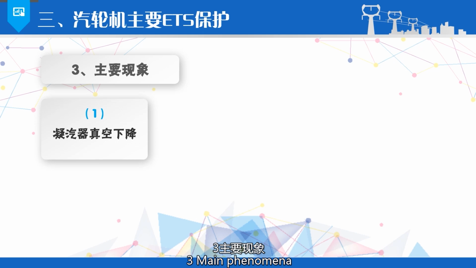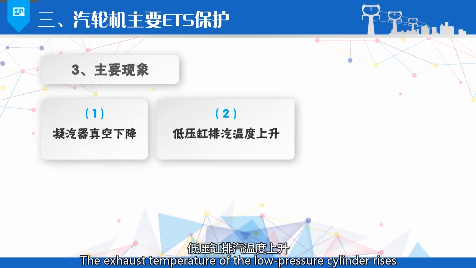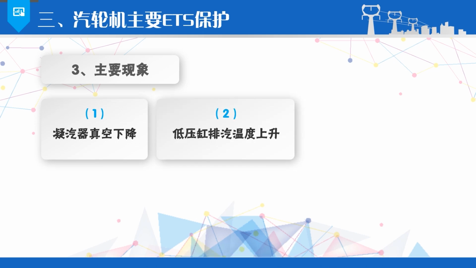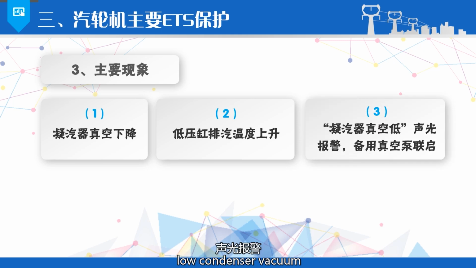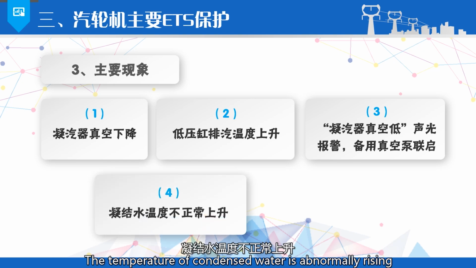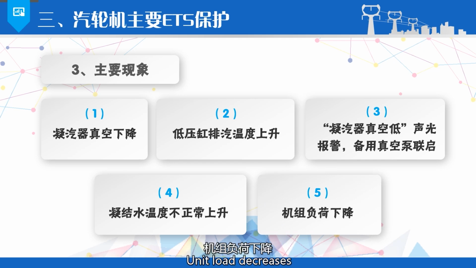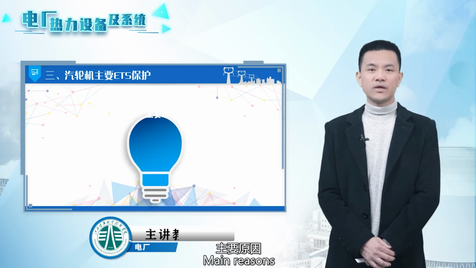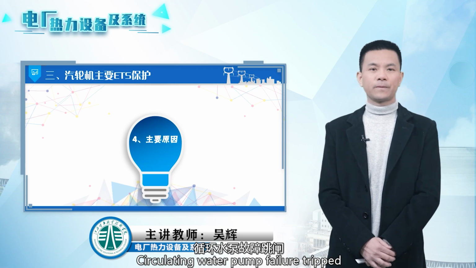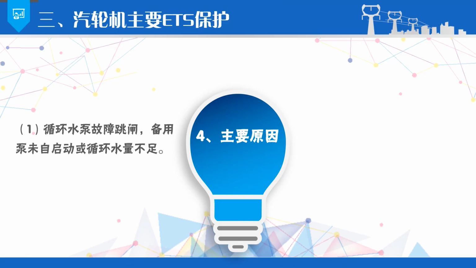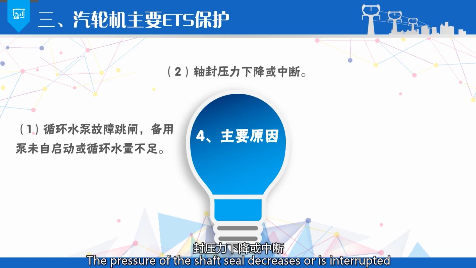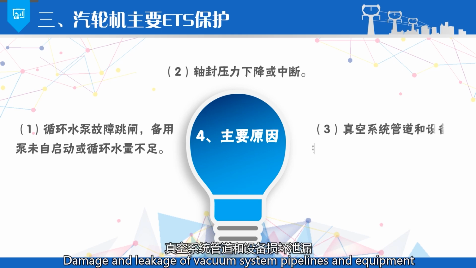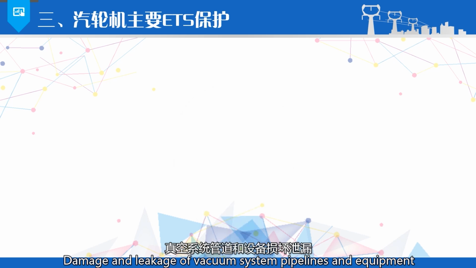Main phenomena: the vacuum of the condenser decreases. The exhaust temperature of the low-pressure cylinder rises. Sound and light alarm for low condenser vacuum. The standby vacuum pump starts in linkage. The temperature of condensed water rises abnormally. Unit load decreases. Main reasons: circulating water pump failure tripped, the standby pump did not start automatically, or circulating water volume was insufficient. The pressure of the shaft seal decreased or was interrupted. Damage or leakage of the vacuum system, pipelines, and equipment.